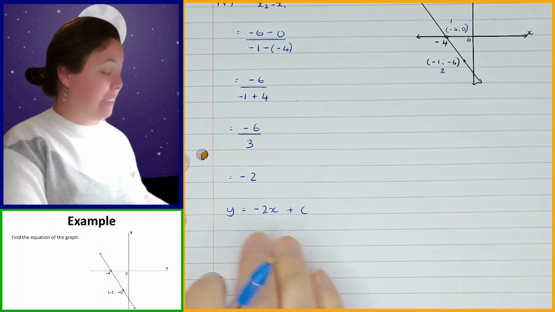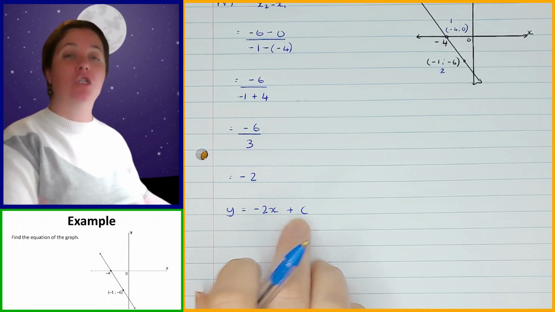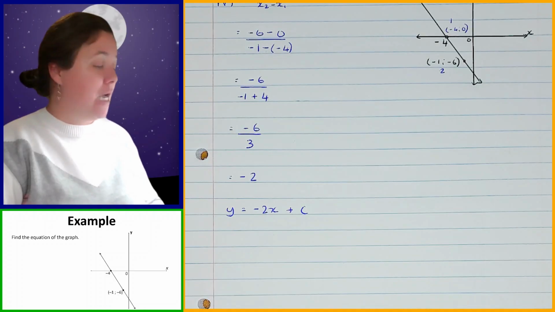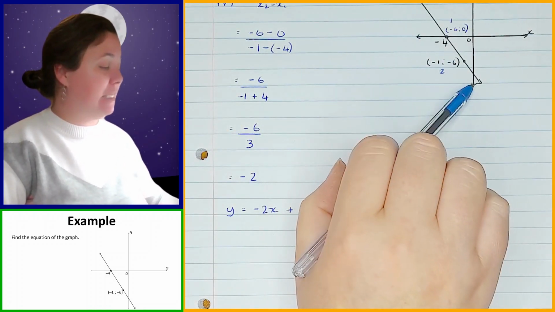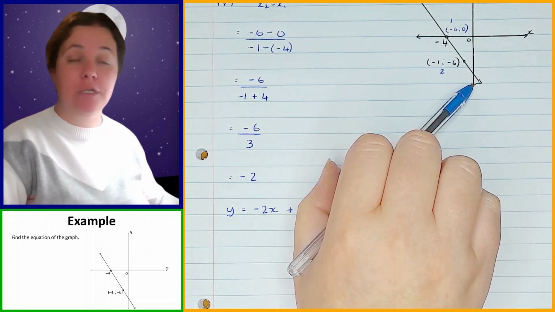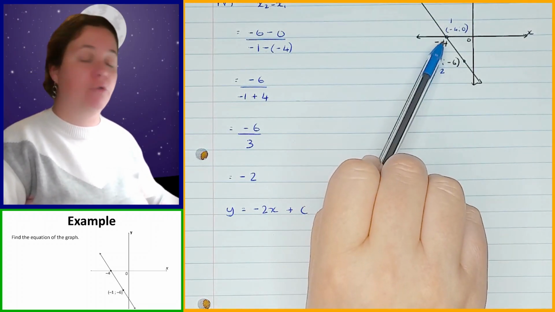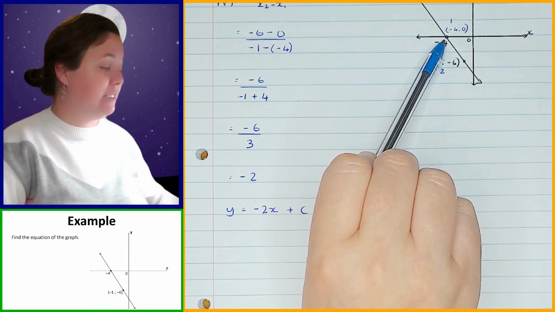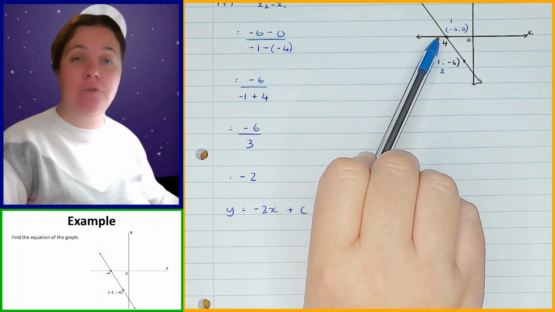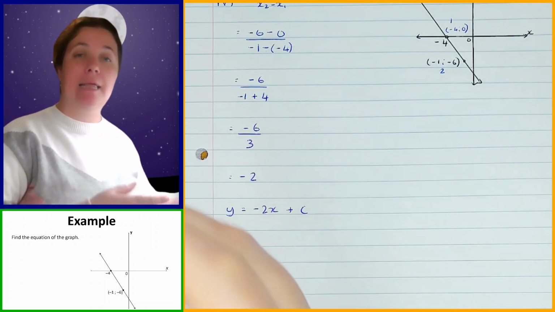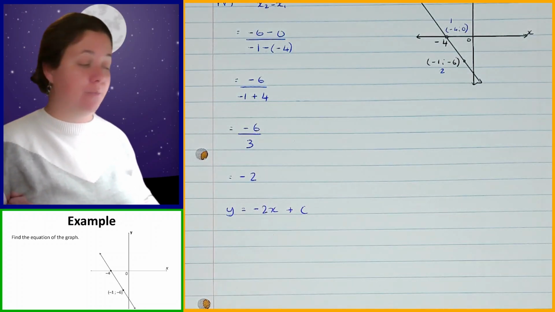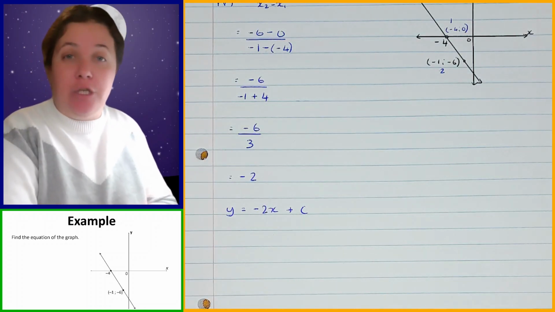Now what I need to do is I need to go and work out what c is. So to work out the value for c, I'm going to look at my graph and I'm going to see what can I use to help me to find out what c is. Now the graph goes through 2 points. It goes through this point and it goes through that point, and each of these points has got an x value and a y value, which are paired together.